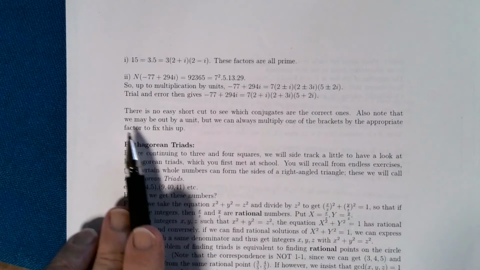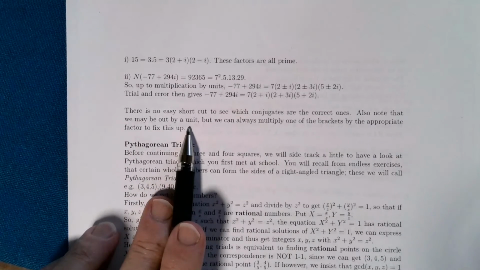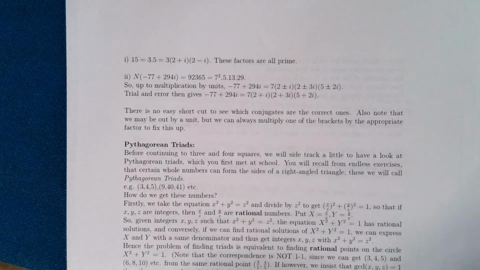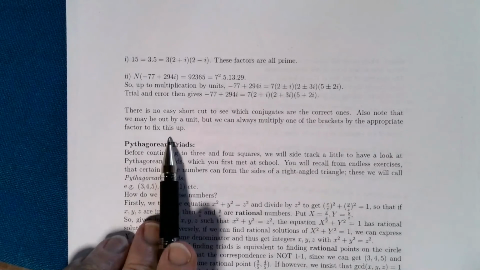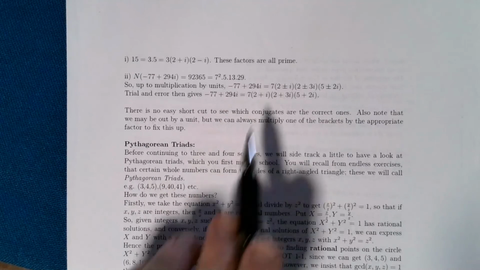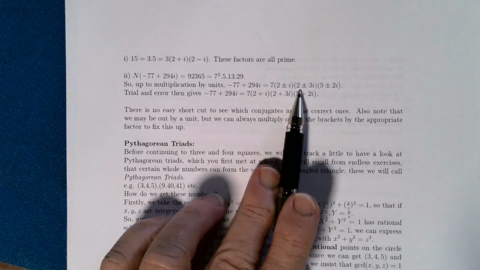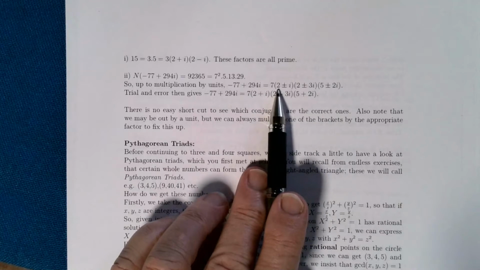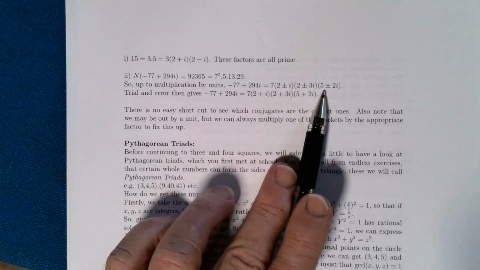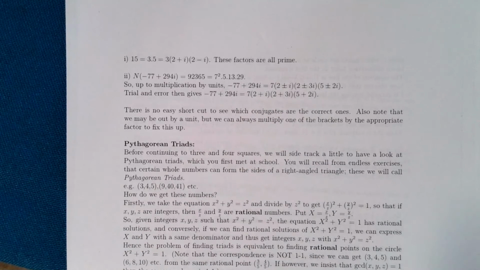Also note that we may be out by a unit, but that's okay. We can always multiply one of the brackets by the appropriate unit factor to fix this up. So this one you just have to do by trial and error, but it will at least tell you which of the conjugates, or what complex numbers to look at in order to see the factorization.